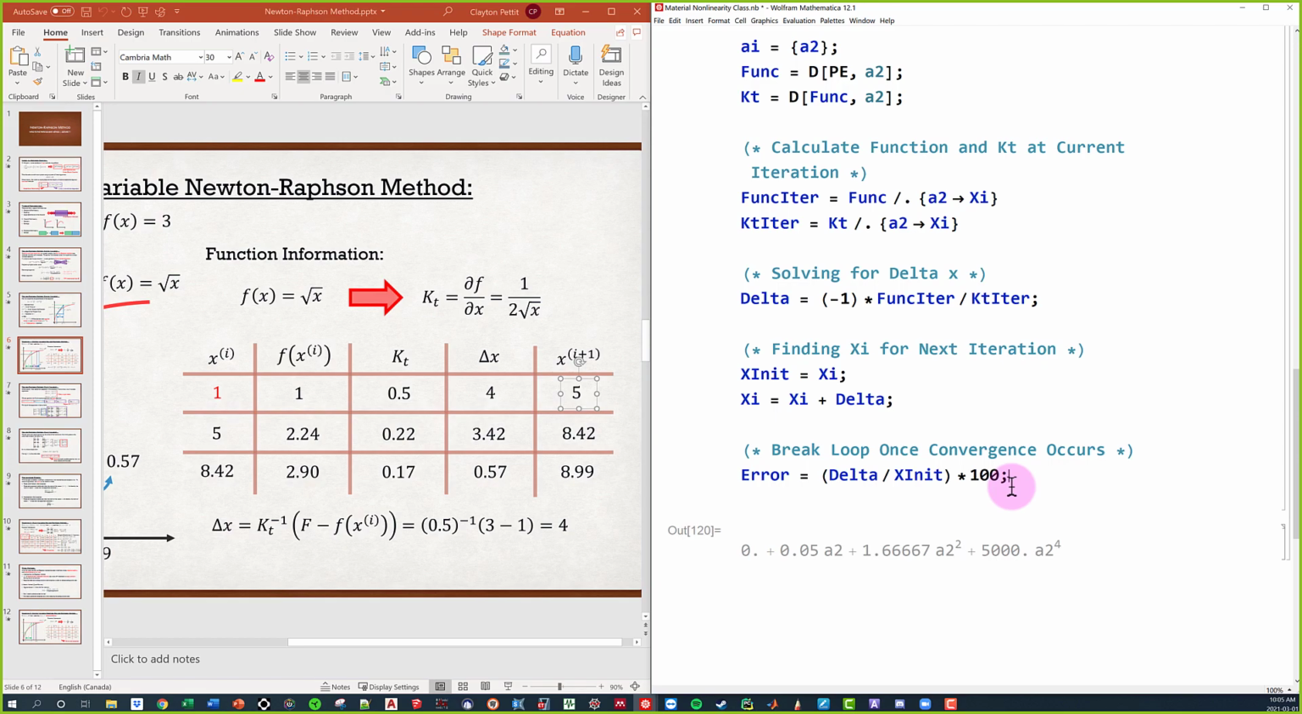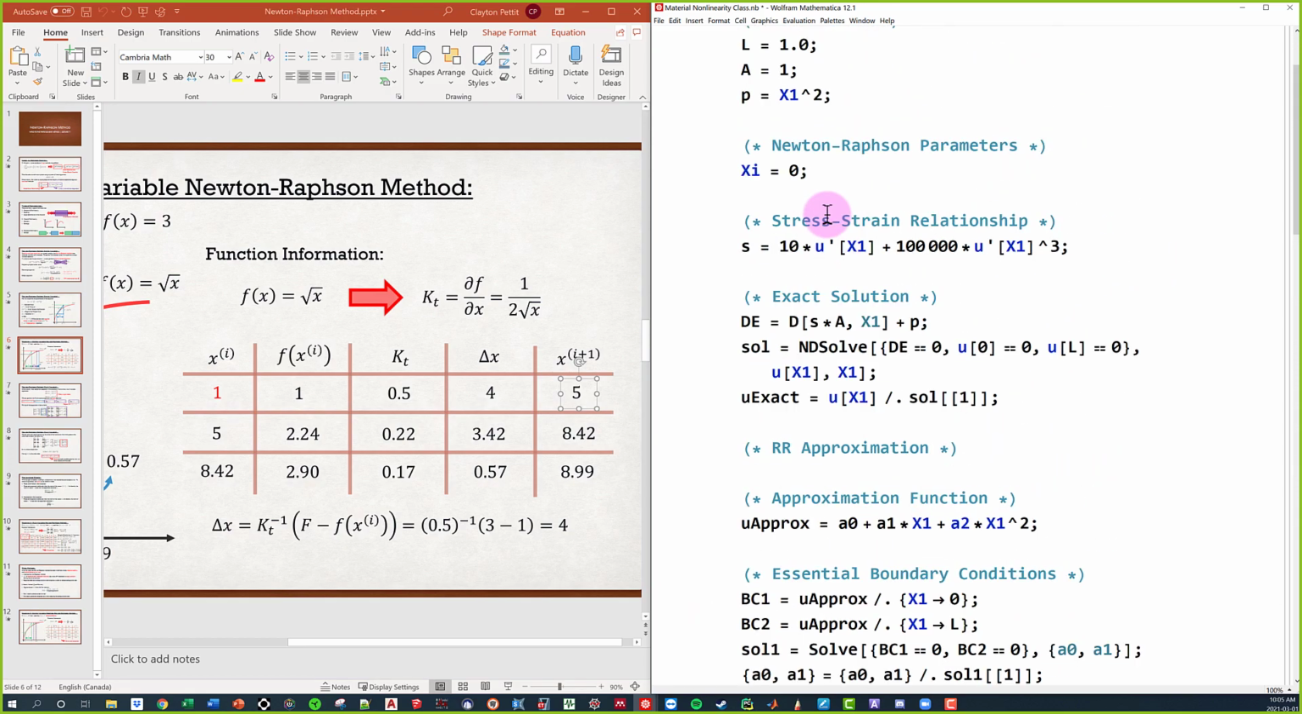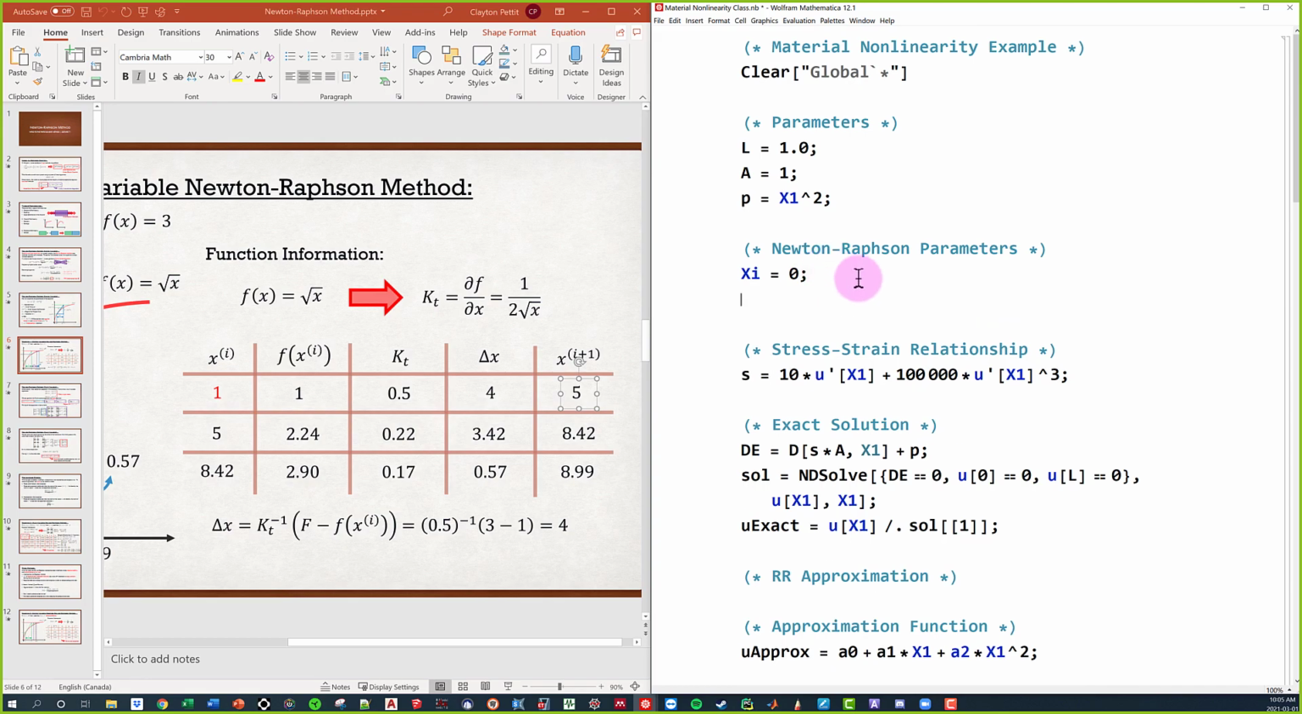We need to specify a tolerance for our error. So what we're going to do is say, you know what? Another parameter I need in this Newton-Raphson method is to actually specify what our tolerance is. I'm going to call this our error limit, and let's set it to 0.5%. That means that if our error is less than 0.5%, we're going to quit out of that loop. Make sense to you guys?